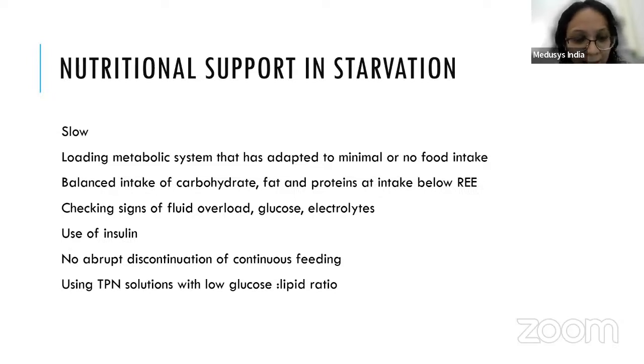Then there should not be abrupt discontinuation of continuous feeding. It can lead to hypoglycemia. And the last point is very important. The TPN solution should be used in a low glucose to lipid ratio. There are different combinations of glucose to lipid ratio, and those should be preferred.